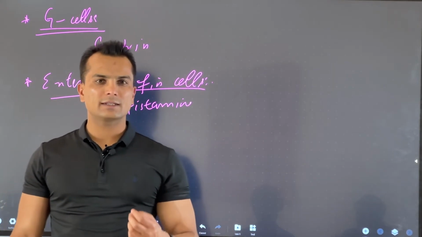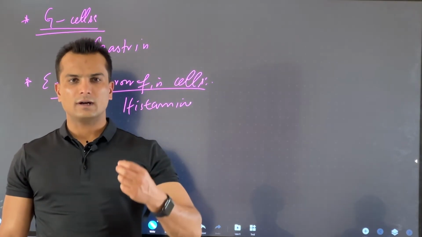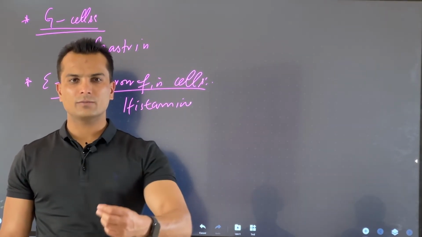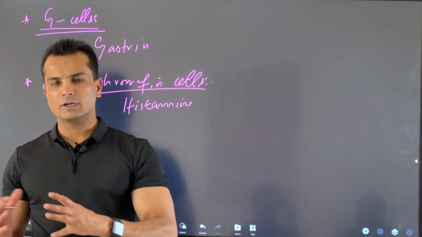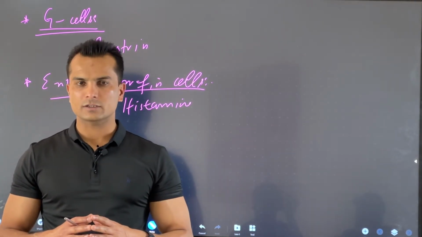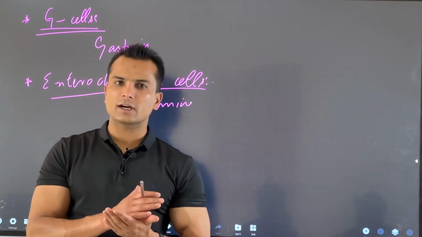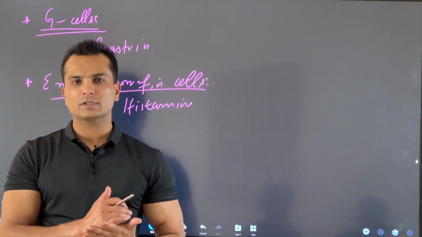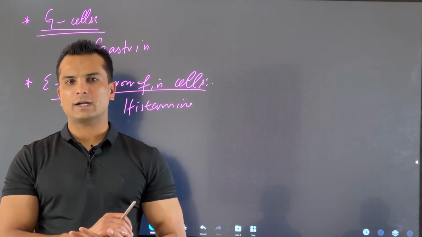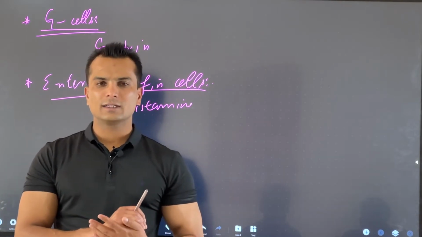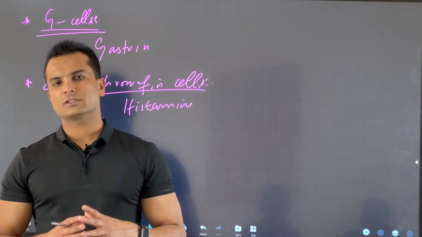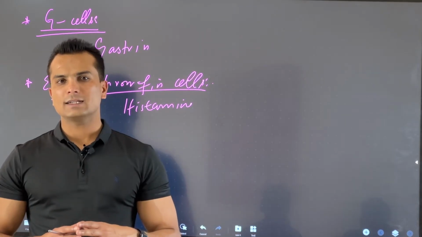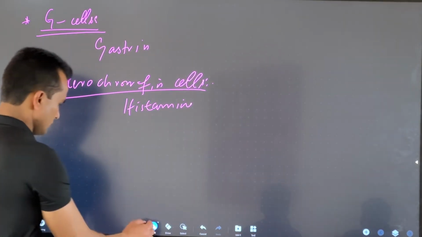Why? Because the parietal cell function is, with the production of the intrinsic factor, the absorption of vitamin B12 from the terminal ileum. So in case of gastric carcinoma or any autoimmune disease that leads to the destruction of the parietal cells of the stomach, ultimately you will have deficiency of vitamin B12. That is called pernicious anemia.